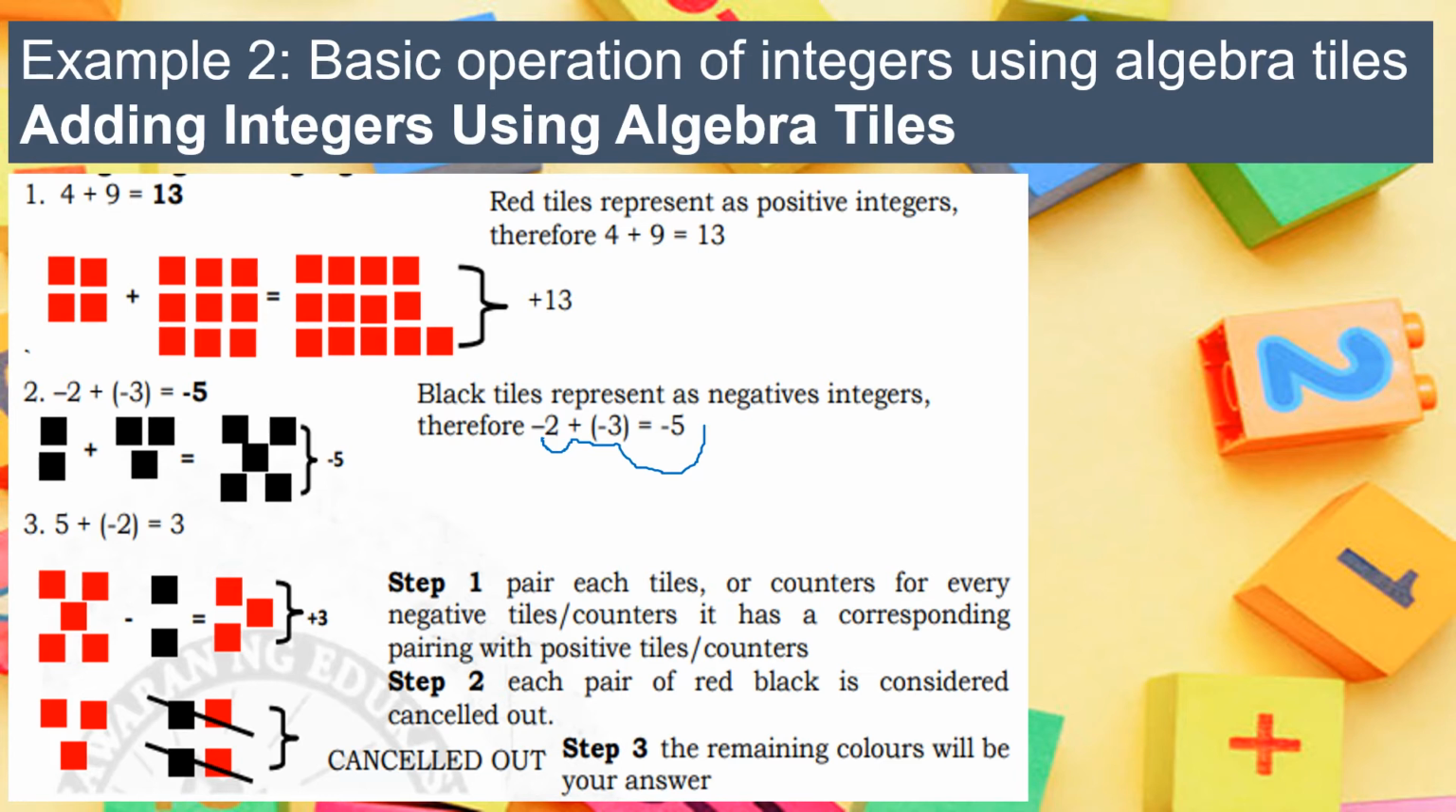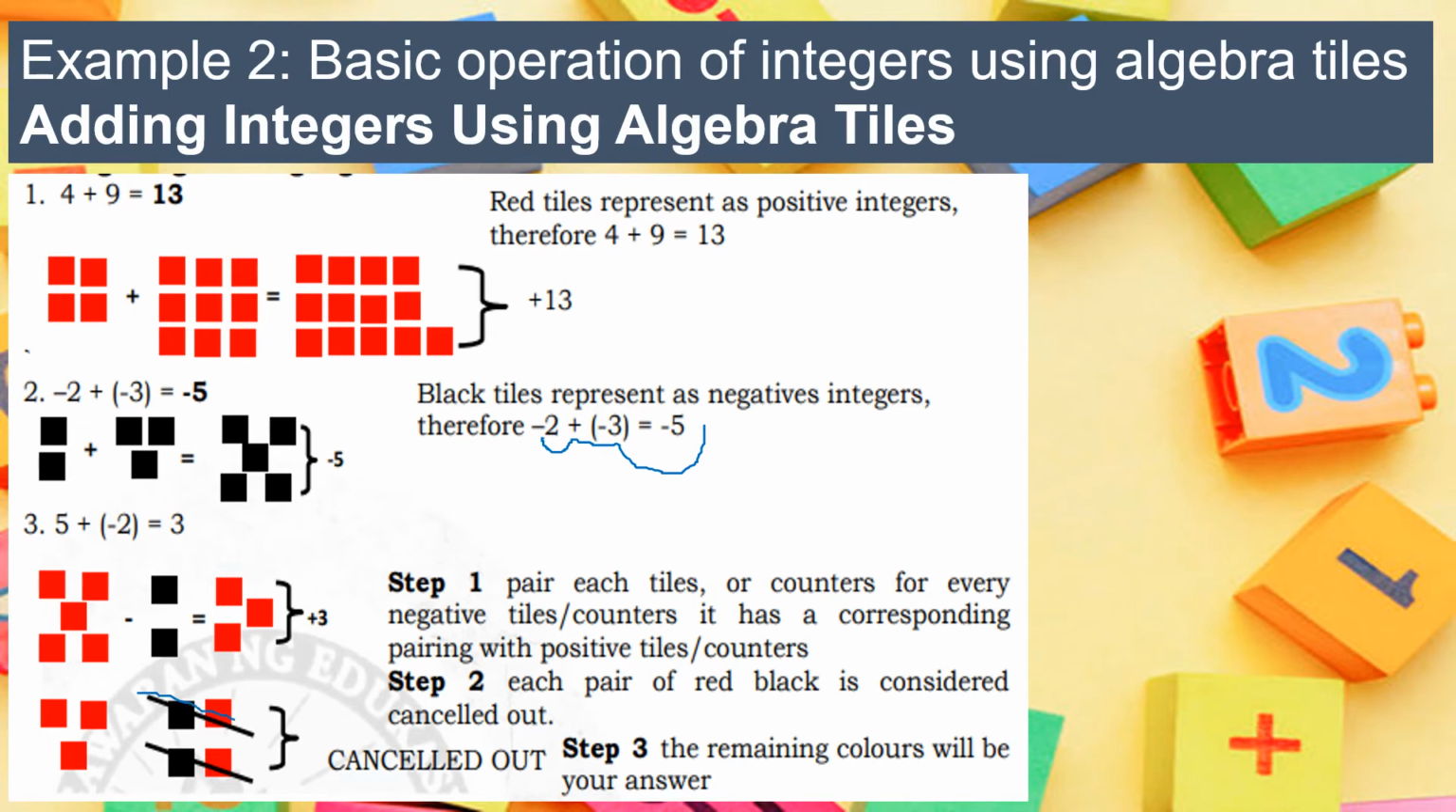Number 3, 5 plus negative 2 equals 3. So, step 1, pair each tile or counter for every negative tile or counter. It has a corresponding pairing with positive tiles or counters. Step 2, each pair of red-black is considered cancelled out. Okay, so step 3, the remaining colors will be your answer.